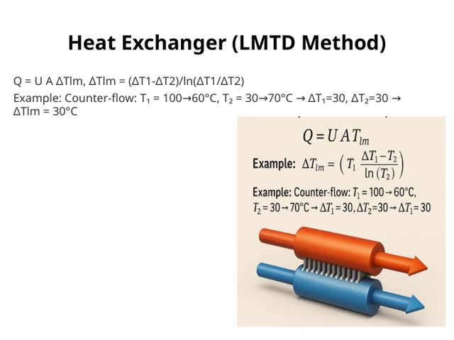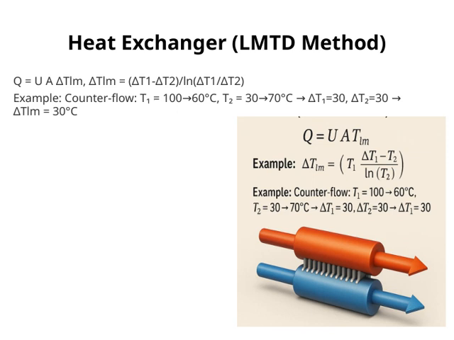It's given by the difference between the temperature differences at the two ends, ΔT1 and ΔT2, divided by the natural logarithm of their ratio. So ΔTlm equals ΔT1 minus ΔT2 divided by ln of ΔT1 over ΔT2. Let's consider an example with a counterflow heat exchanger. Suppose the inlet temperatures are 100 degrees C and 30 degrees C, and the outlet temperatures are 60 degrees C and 70 degrees C, respectively.